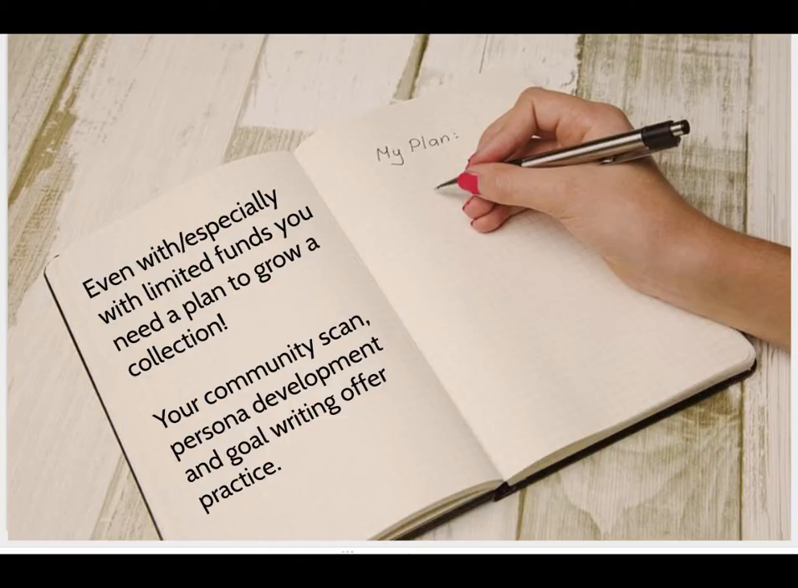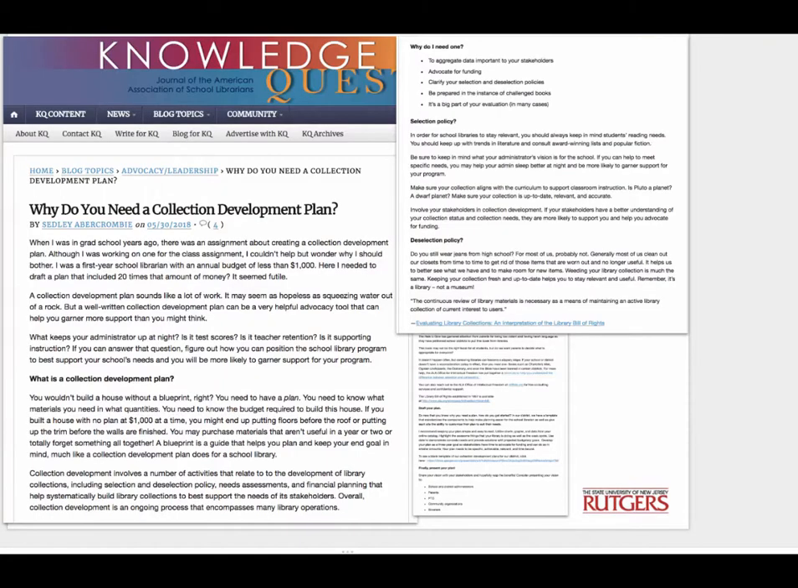Even with, or especially with, limited funds, you need to plan to grow your collection. You need to figure out what needs you're going to meet. And so this community scan that you're doing and the personas that you develop and focus on and your goal writing offer practice in your collection development. I'd love to see everybody come up with a collection goal supported by objectives and focused on personas. You can't buy everything that you need every year. You're growing a collection, and you need to have some focus. You need to understand direction.